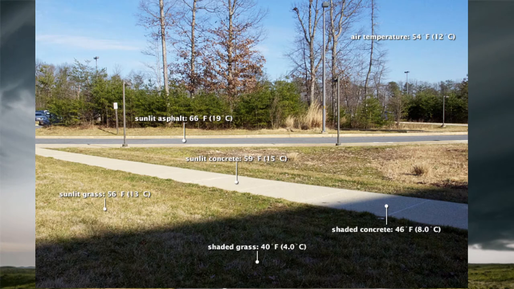So you can see these different temperature measurements are pretty much all over the place, between 40 degrees and 66 degrees. So it's kind of hard to gauge what the actual air temperature is between these surfaces here. But the air temperature here actually was recorded at 54 degrees.